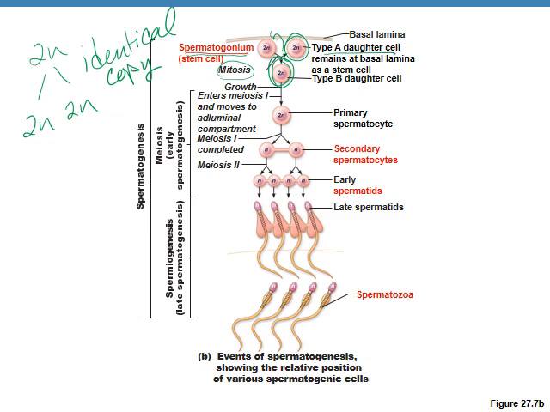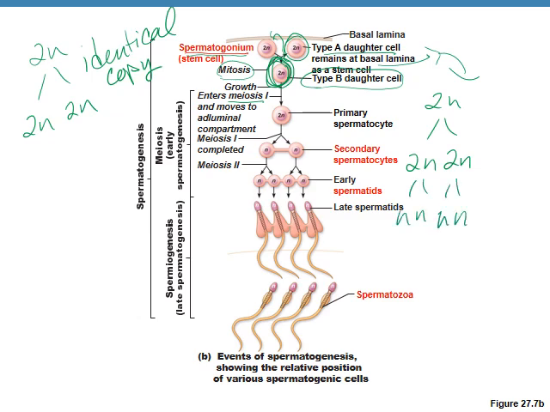This type A cell is going to remain behind. It could be copied again later. This type B daughter cell is going to enter into meiosis. So now we have our 2N cell, and if it goes into meiosis, we should end up with this. So here's my 2N cell, and it copies itself and splits.